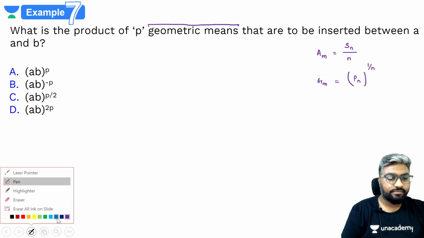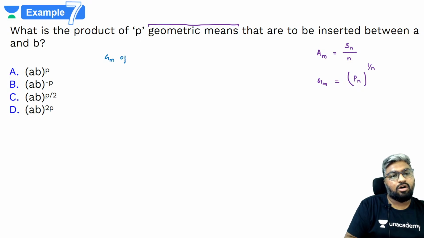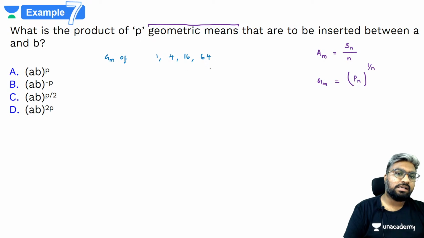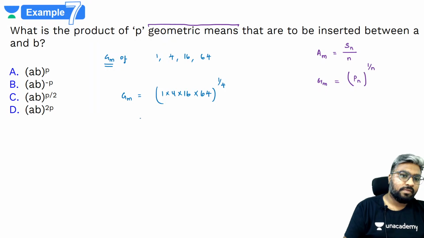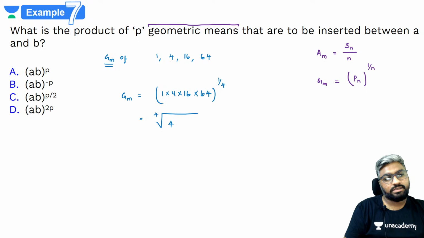For example, geometric mean of, let's say, this series 1 into 4 into 16 into 64. If this is your geometric progression, what will be its geometric mean? Geometric mean will be the product of this 1 into 4 into 16 into 64 raised to the power of number of terms. How many? 4, so 1 by 4. That's nothing but the fourth root of what? 4 square plus 4 cube, 4 power 6. Product 1 into 4 is 4, 16 is 4 square, this is 4 cube, so 4 power 6.